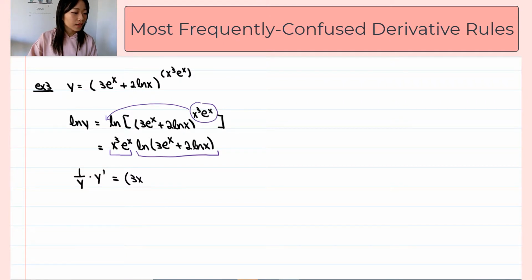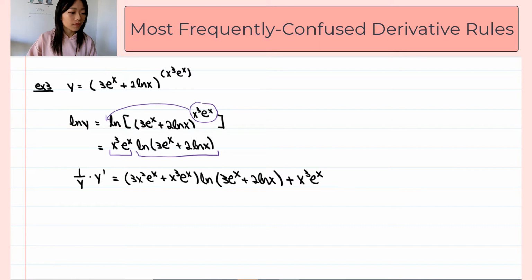That is 3x squared times e to the power of x plus x cubed times e to the power of x, then times the second function, ln of (3 times e to the power of x plus 2 times ln of x). Then plus the first function, x cubed times e to the power of x, times the derivative of the second function. That is 1 over the function inside ln, 3 times e to the power of x plus 2 times ln of x. And since it's a function of x, we need to use the chain rule, so multiply by the derivative of the inner function: 3 times e to the power of x plus 2 over x.